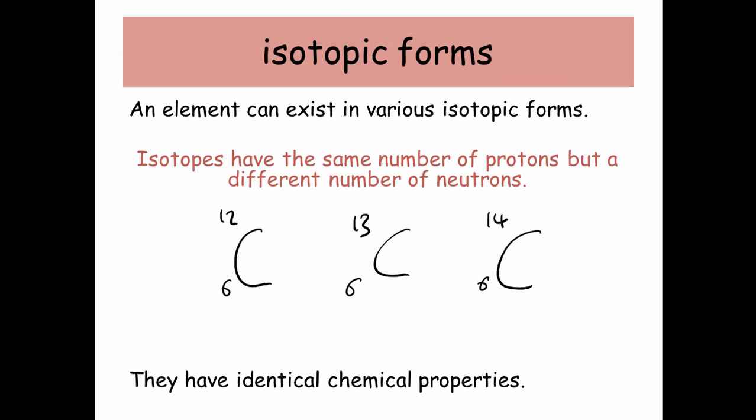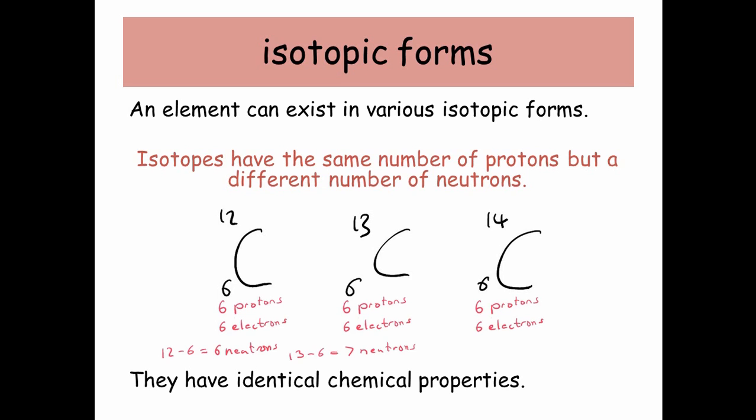Isotopic forms. An element can exist in various isotopic forms. Isotopes have the same number of protons but a different number of neutrons. So here we've got carbon 12, carbon 13 and carbon 14. Now they've all got 6 protons and 6 electrons. So let's have a look at the number of neutrons. Firstly, if we do 12 minus 6, we get 6 neutrons for carbon 12. And 13 minus 6, we get 7 neutrons for carbon 13. And carbon 14, well, 14 minus 6, we get 8 neutrons.